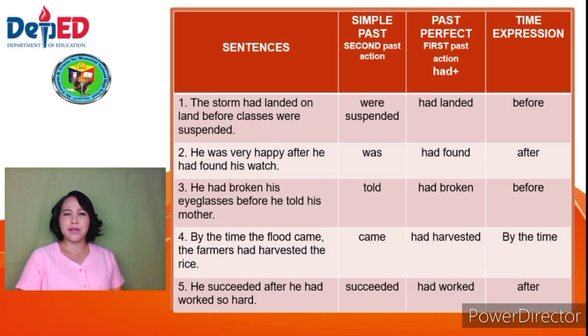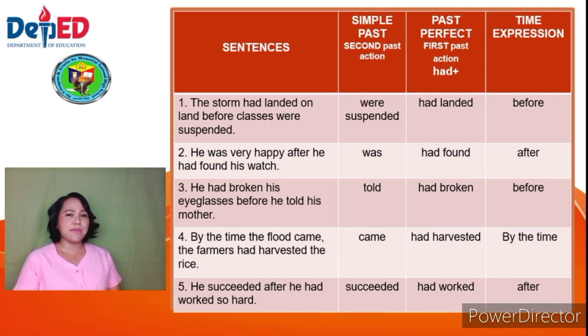As you can remember, simple past is the second past action, while past perfect is the first past action with had. Let us have number 1. The storm had landed on the land before classes were suspended. So we have here the time expression before, and the first action is had landed, and the second past action is were suspended.